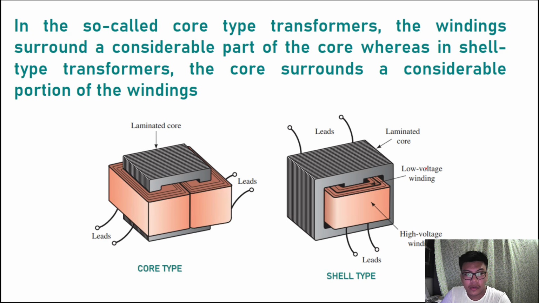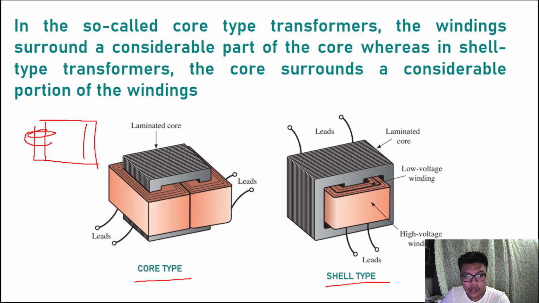Okay. In the so-called core type transformers, the windings surround a considerable part of the core, whereas in shell type transformers, the core surrounds a considerable portion of the windings. So itong nasa kaliwa, yung ating core type. And sa kanan, shell type. Kung papansin natin, napapalibutan ng winding yung ating core. So meron dalawang leg, di ba? Based sa drawing, may dalawang leg siya. Tapos nandun yung ating winding, nakabalot doon. Meron naman, ito namang shell type, merong isang leg lang. Doon nakakapit yung winding natin.